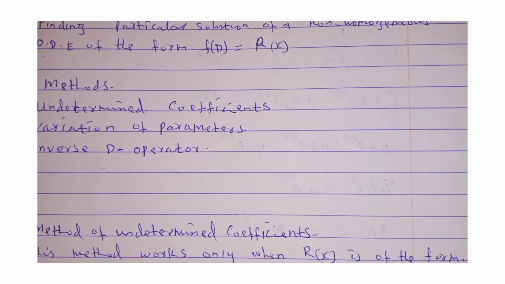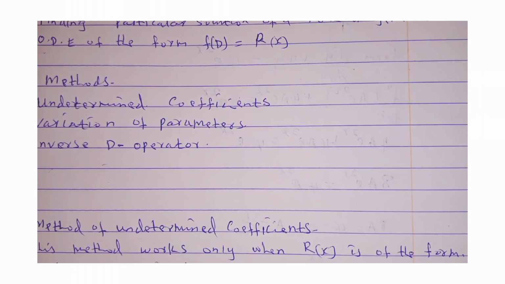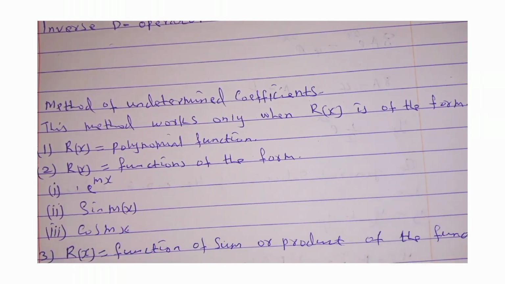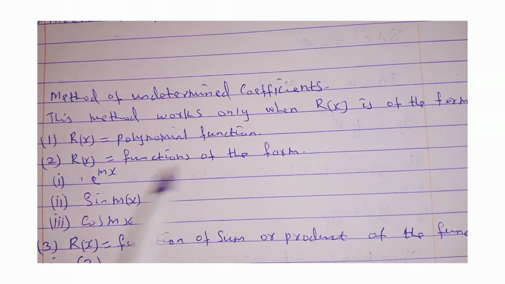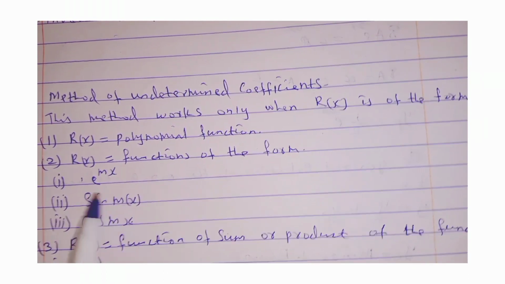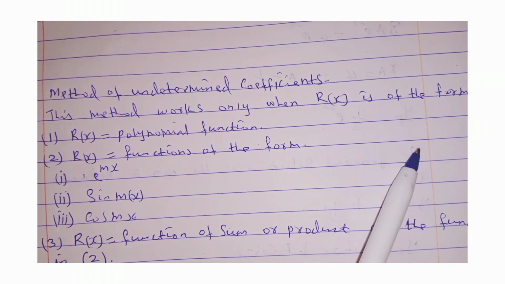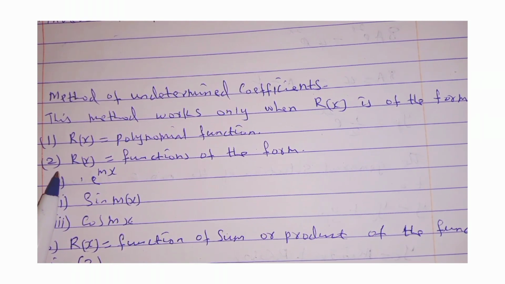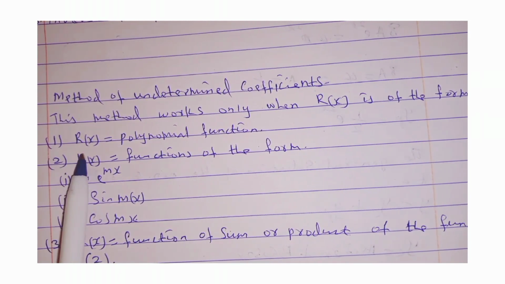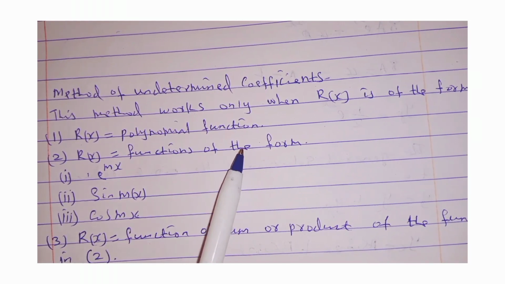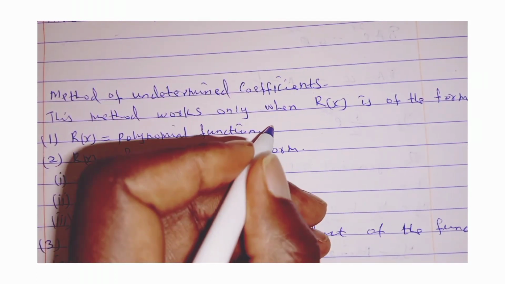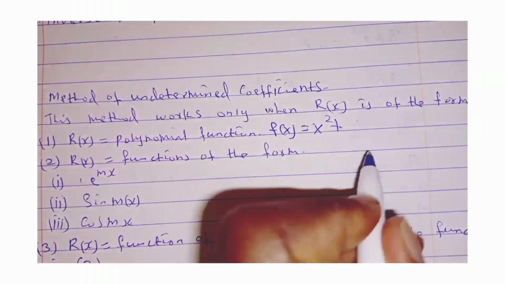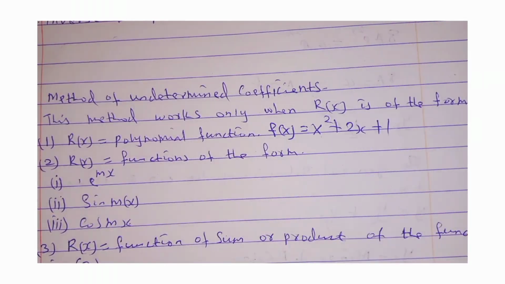For the purpose of today's presentation, we shall only focus on the first one, the method of undetermined coefficients. This method works only when R of x is of the following form. Number one, R of x is a polynomial function, like f of x equals x squared plus 2x plus 1. That is a polynomial function.